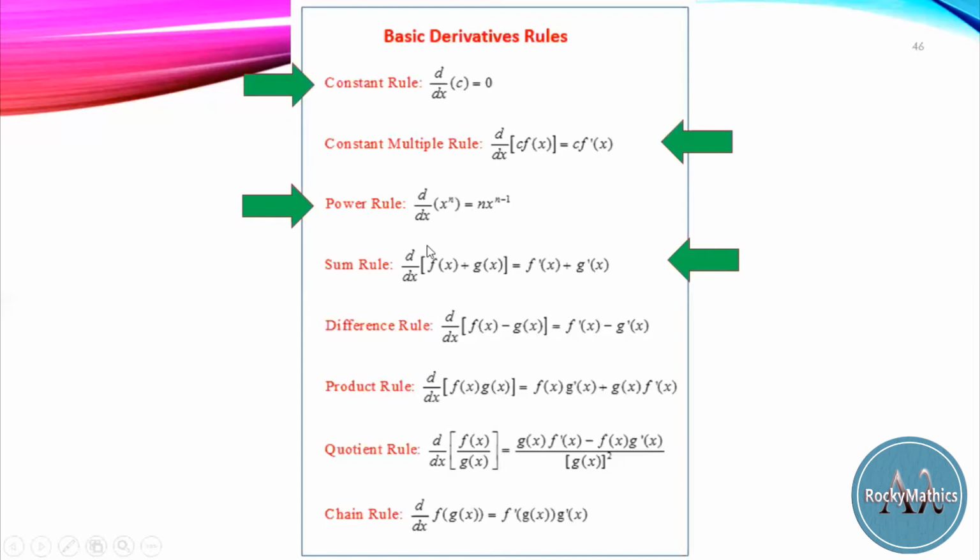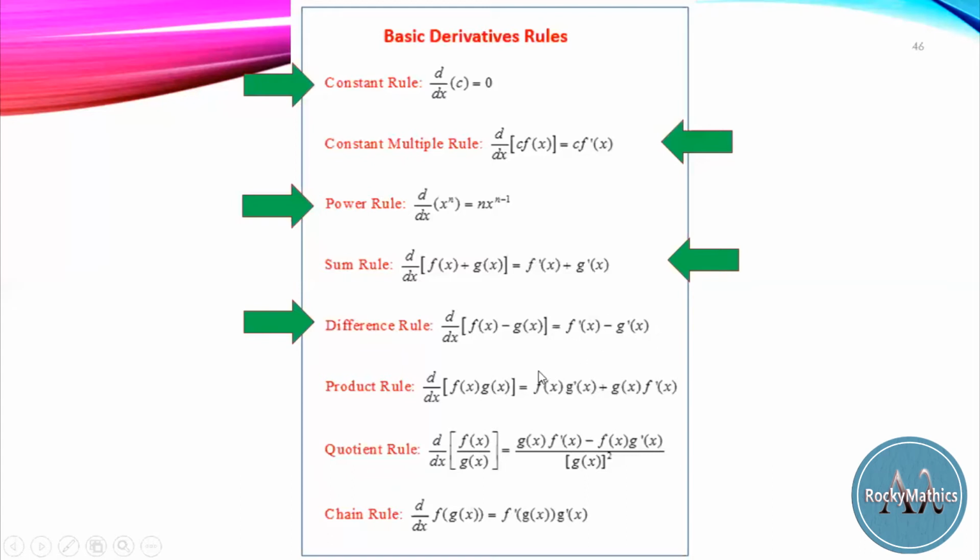The next one is the sum rule. The sum rule is used if we are asked to find the derivative of the sum of two functions. Then the derivative of that is equal to f prime of x plus g prime of x. This means that the derivative of the sum of two functions is equal to the sum of the derivatives of each function. Then the difference rule is the same as the sum rule. The derivative of the difference of two functions, f of x minus g of x, is equal to f prime of x minus g prime of x. This means the derivative of the difference of two functions is equal to the difference of the derivatives of each function.